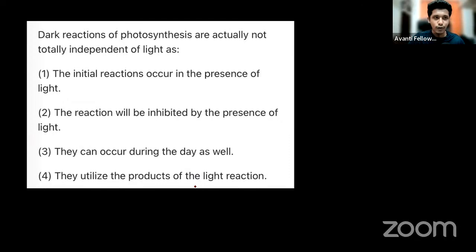Students, have you understood the question? So you can just break it down. Dark reactions of photosynthesis are not totally independent of light. So they have given 4 options. Why are they not totally independent? That means they're dependent on light reactions. On what basis? Okay. So I'll give you 15 seconds. The others, try to answer, and please try to answer.